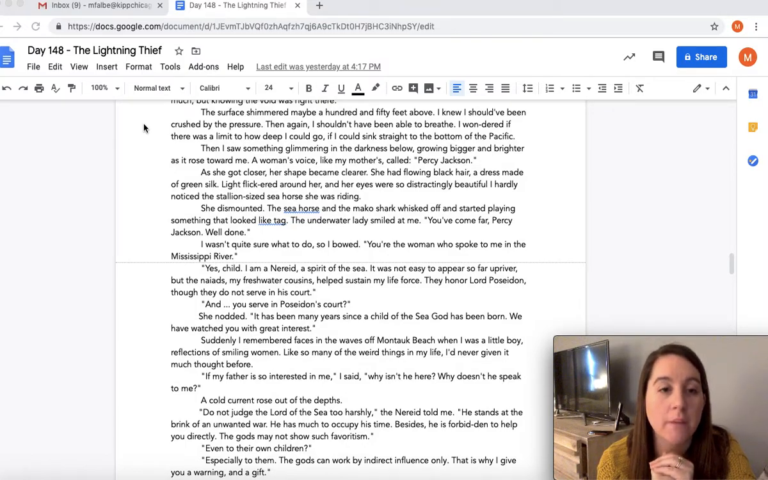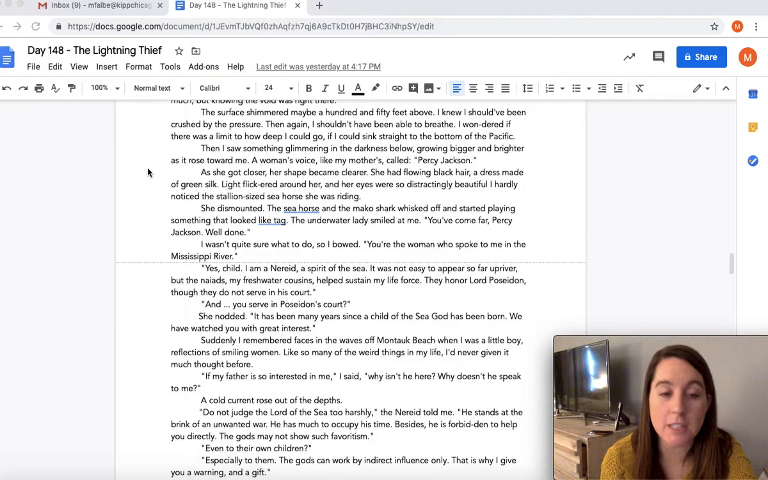As she got closer, then I saw something glimmering in the darkness below, growing bigger and brighter as it rose toward me. A woman's voice, like my mother's, called, "Percy Jackson." As she got closer, her shape became clearer. She had flowing black hair, a dress made of green silk. Light flickered around her, and her eyes were so distractingly beautiful, I hardly noticed the stallion-sized seahorse that she was riding on. She dismounted the seahorse, and the mako shark whisked off and started playing something that looked like tag. The underwater lady smiled at me. "You've come far, Percy Jackson. Well done." I wasn't quite sure what to do, so I bowed.